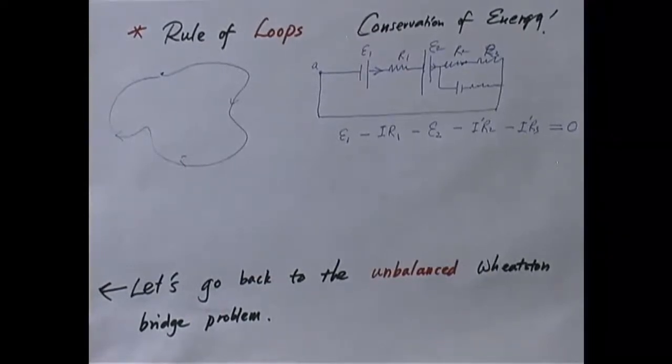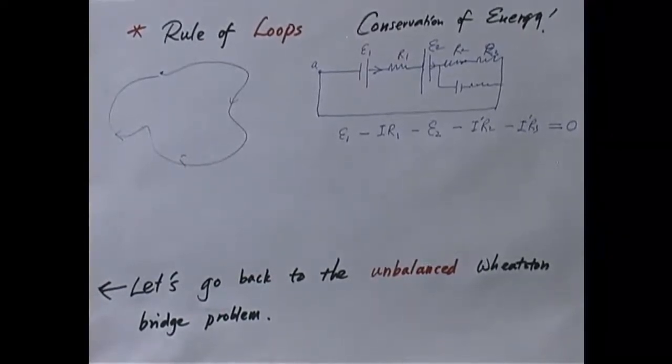Now, with the rule of the nodes and the rule of the loops, we will generate enough equations to tackle the circuit diagram of any complicated circuits. In particular, if you draw me a circuit diagram with all the resistors and all the EMFs in place, I can tell you how to find the current in every single branch. Basically, I can solve the circuit for you.